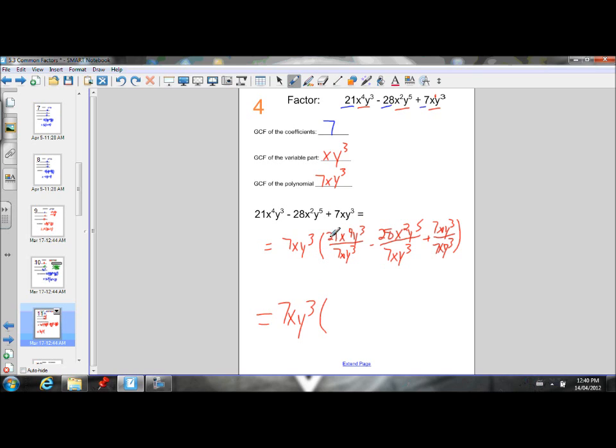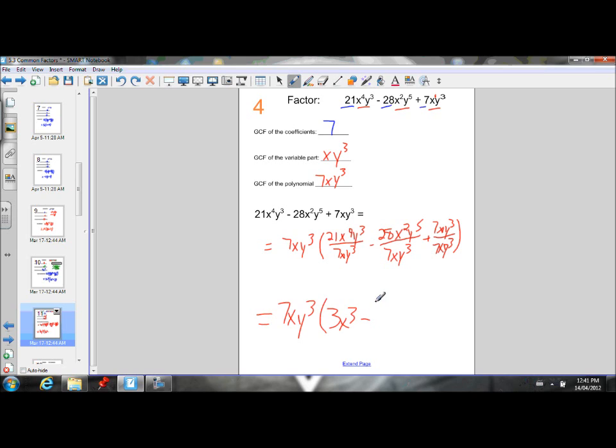Okay, simplify this first term. 21 divided by 7 is 3. X to the 4 divided by x is x to the 3. Y to the 3 divided by y to the 3 is just 1. Okay? So I don't have to write anything there. The y to the 3's cancel.